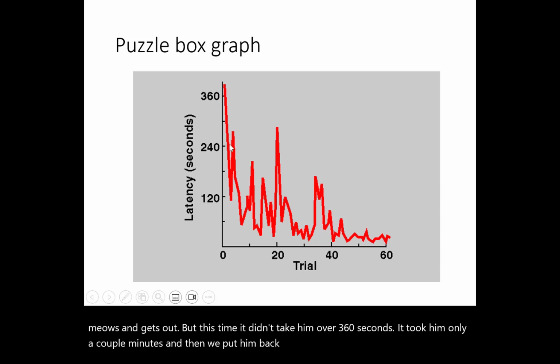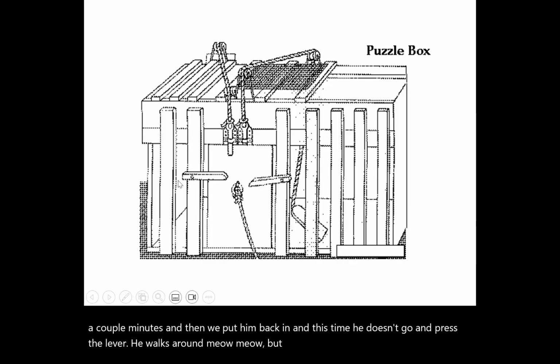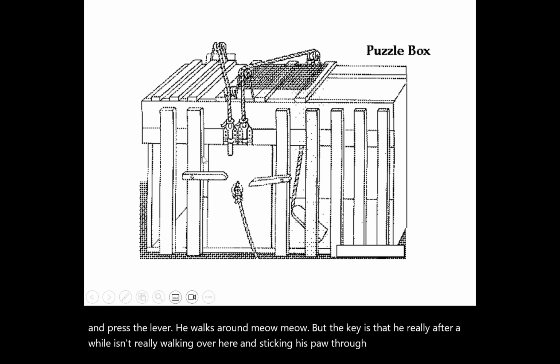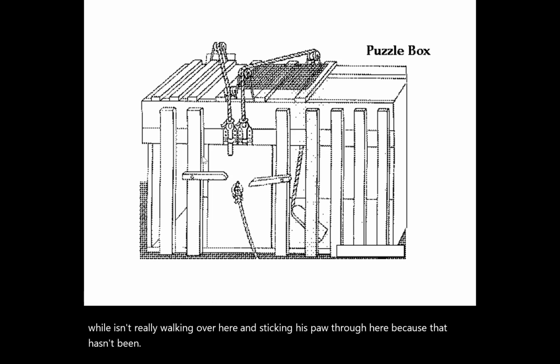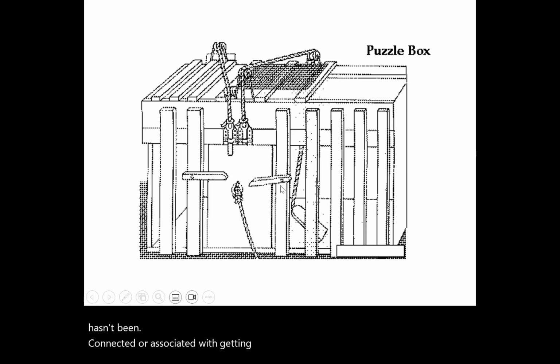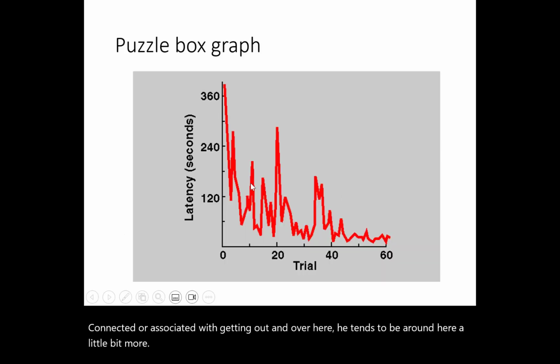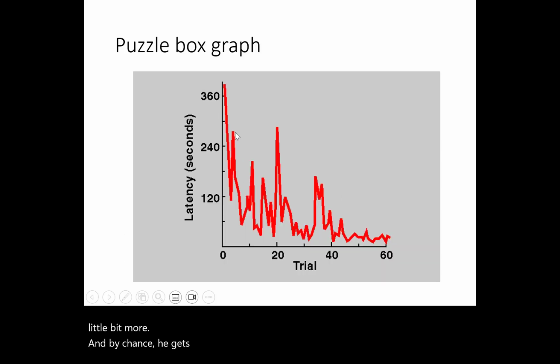And this time, he doesn't go and press the lever. He walks around, meow, meow. But the key is that he really, after a while, isn't walking over here and sticking his paw through here, because that hasn't been connected or associated with getting out. And over here, he tends to be around a little bit more. And by chance, he gets out. This time it took him 250 seconds.